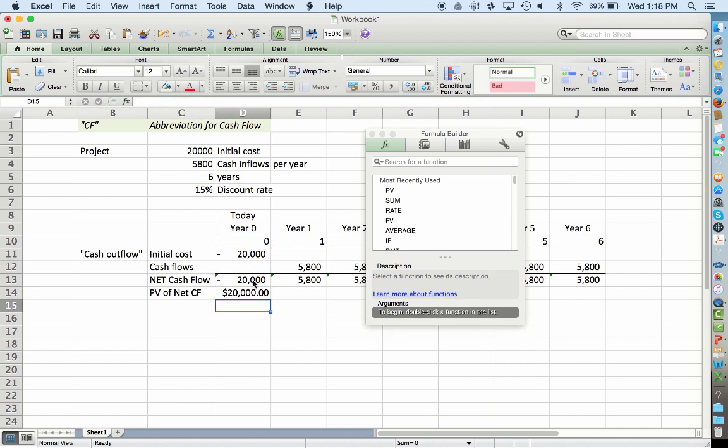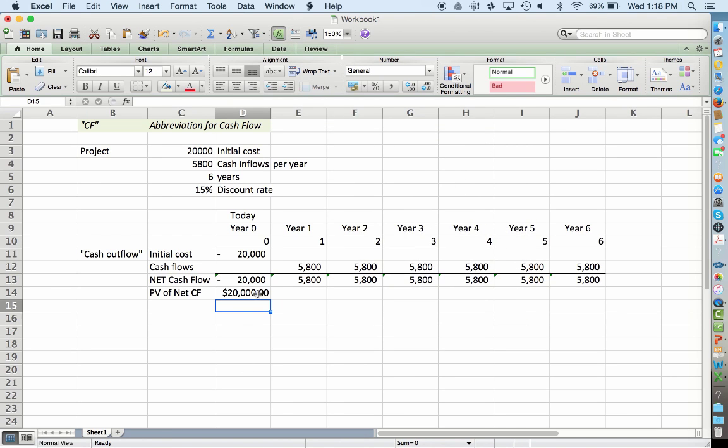Okay, so a couple of things here. That number, 20,000, in the present value is showing up as a positive value because of the way that Excel works. I actually don't want it to do that. So I am going to put a negative sign in front of the formula, right in front of the PV.